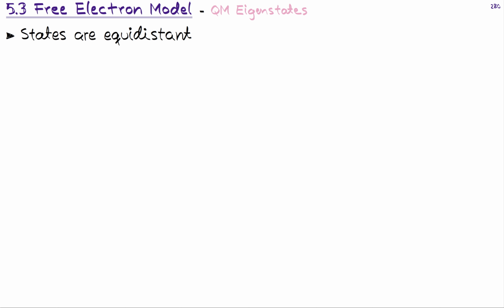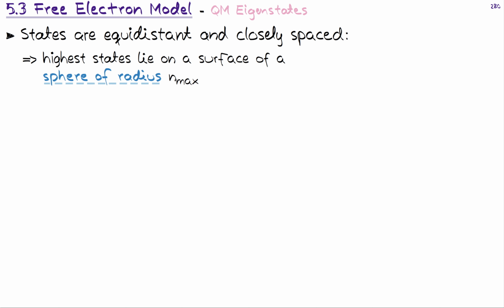So, the states are equidistant and they are very closely spaced. This is what we learned. And now we want to understand how we could estimate the level of highest energy state we reach when we form the solid. And this highest state essentially lies on the surface of a sphere of radius n max or k max. So this is what we want to find out: where this highest energy state lies.